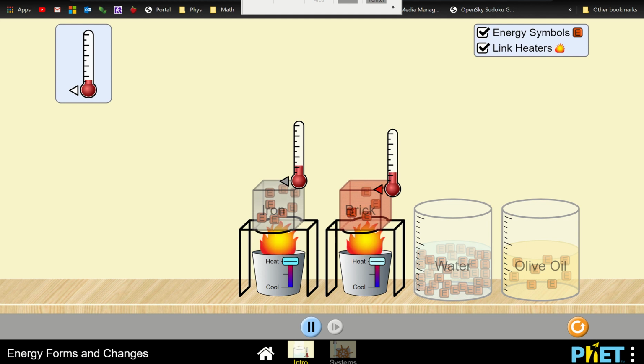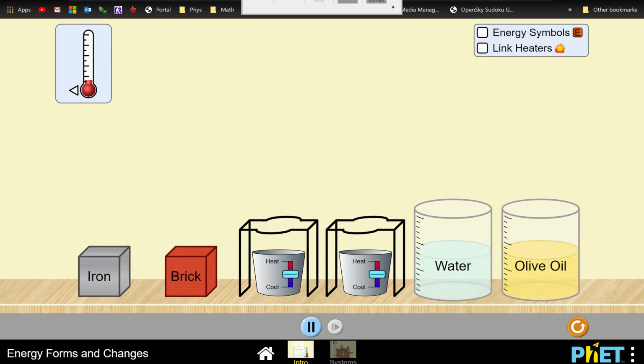So now you can see the energy is transferred from the heating element into the iron. But if you look at the temperature increase, right? You see that the brick is actually reaching a higher temperature faster than the iron. Can you see that? The thermometer on the brick is almost near the top. The iron bar is still going up. So it's easier to heat up a brick than a piece of iron, even though you give them exactly the same amount of energy. Now let's reset.